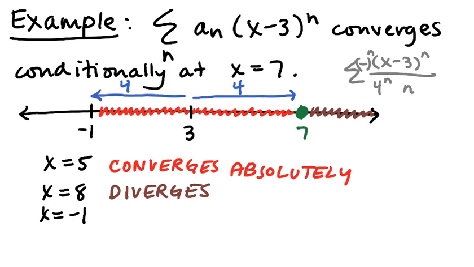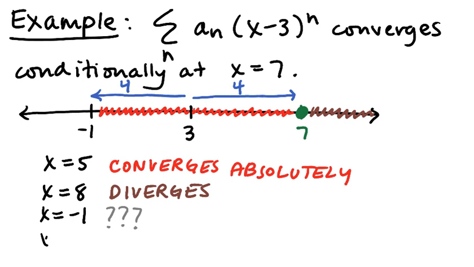And oftentimes it is alternating harmonic on one end, harmonic on the other. And there would be a lot of ratio test work in there and analysis to determine. But at x equals -1, we don't really know. Possibly converges, possibly diverges.